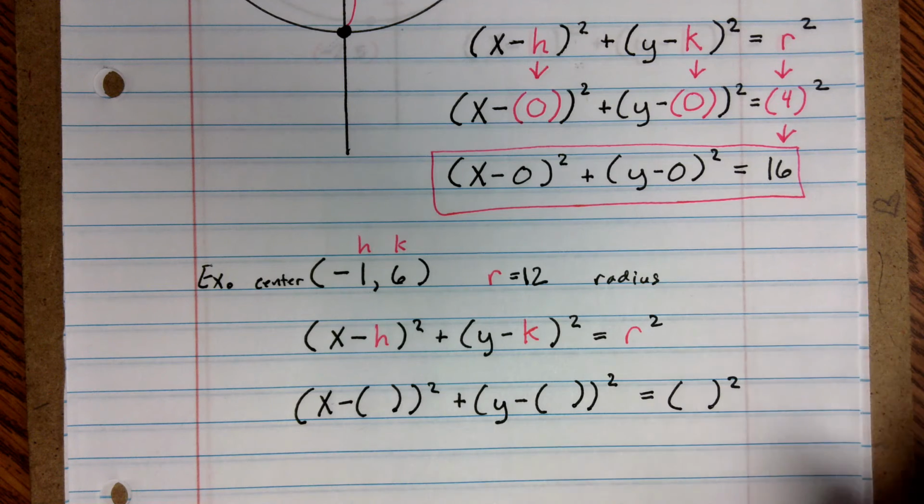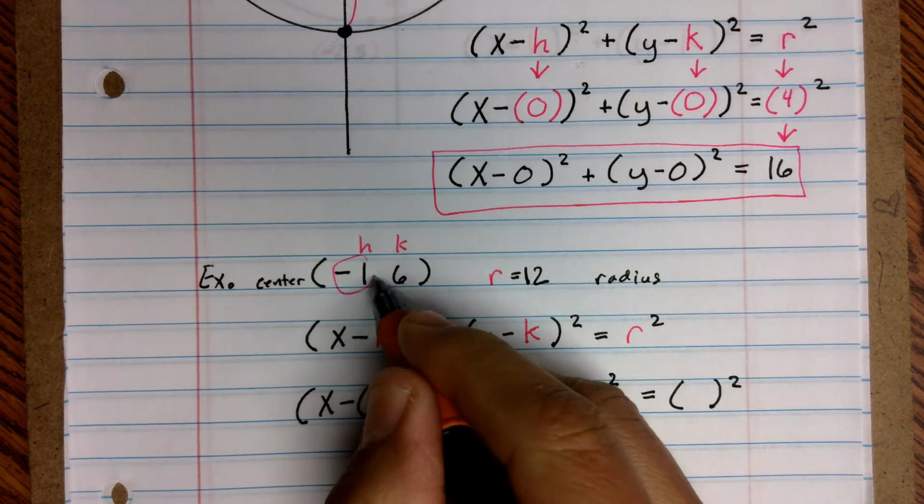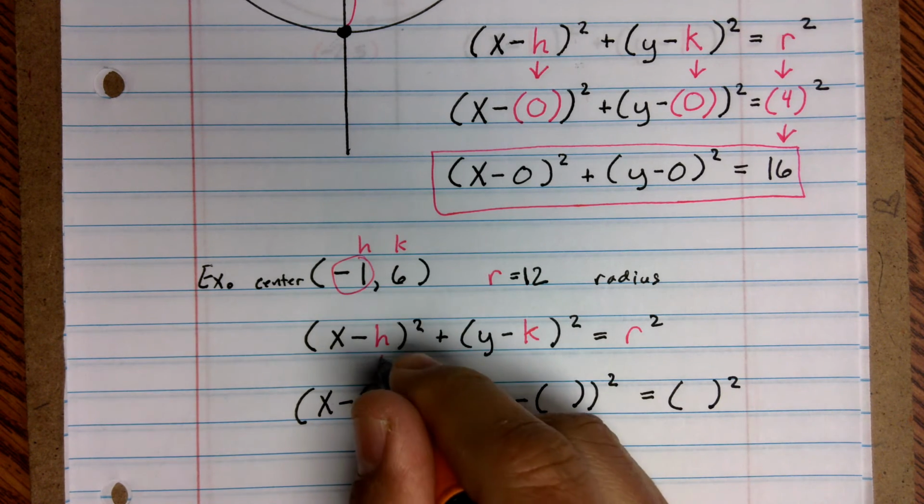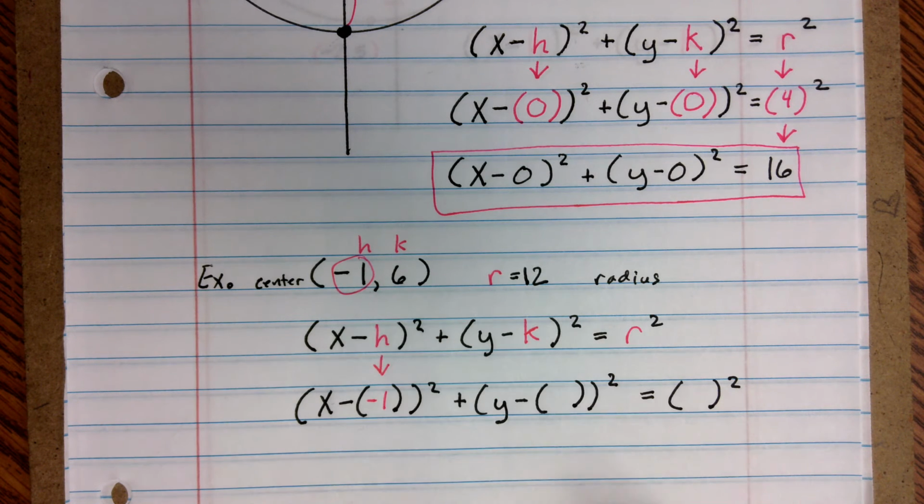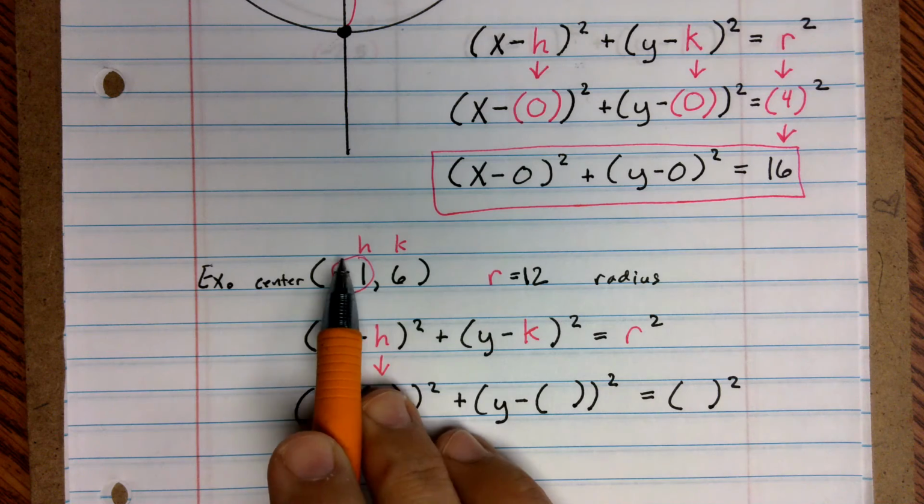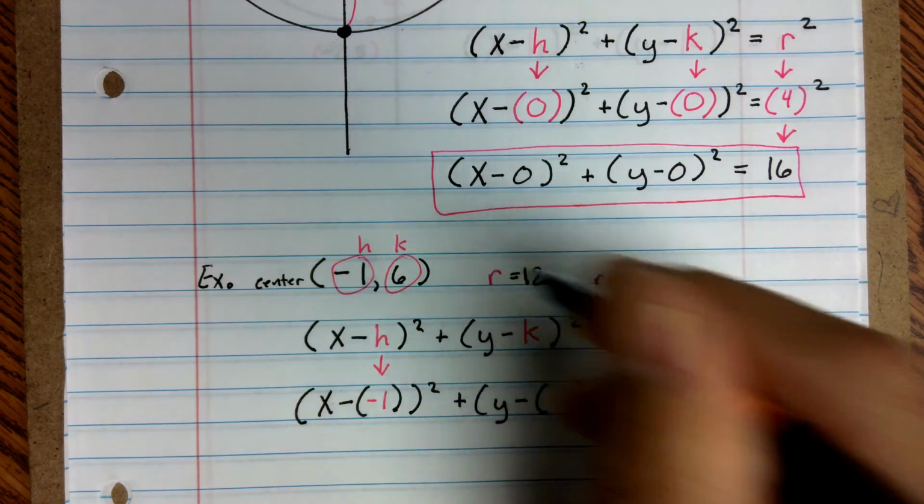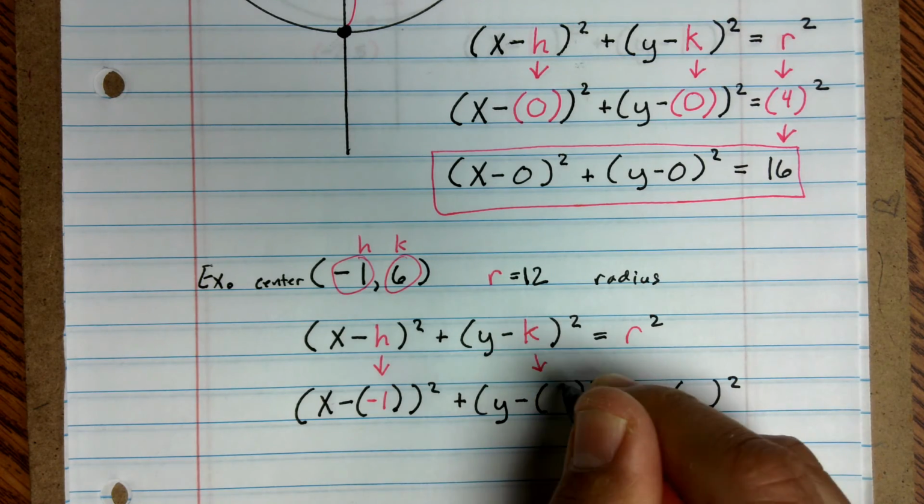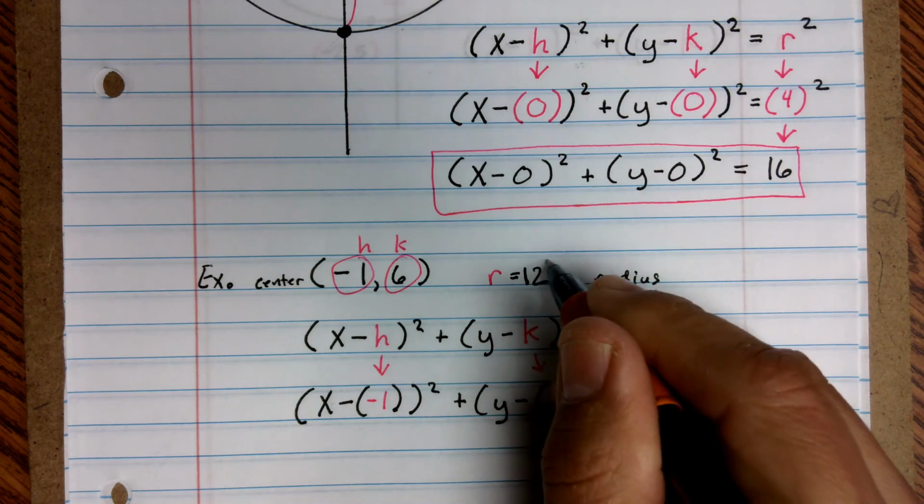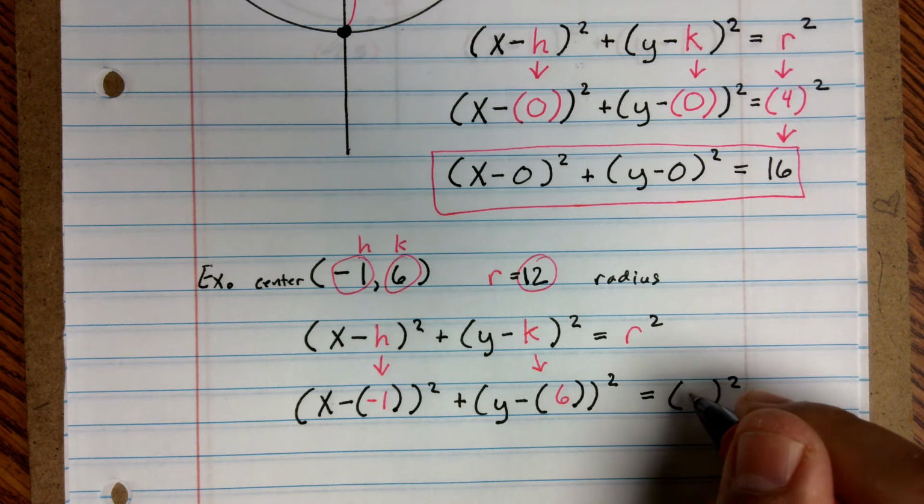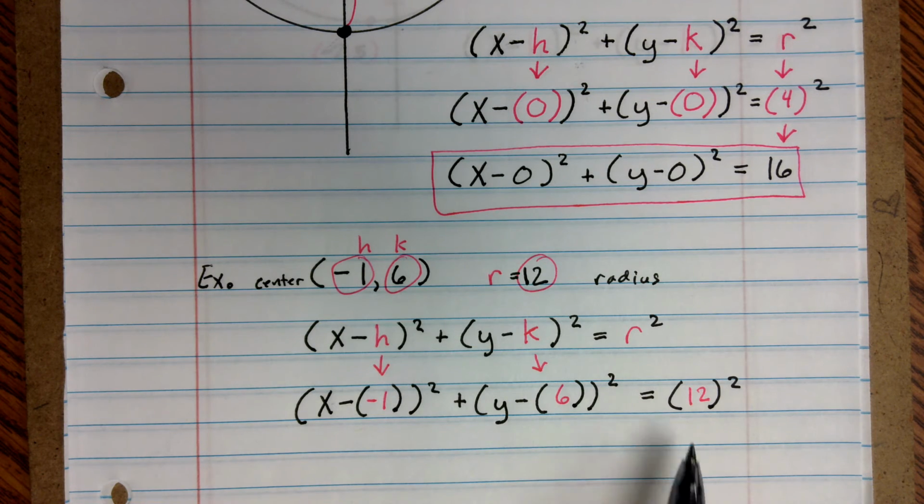So we're just going to take these numbers one at a time. Notice my h value. I'm going to replace h with it. So it's a -1. And notice that even though there's a minus sign out here, I still put the negative with the 1, because we have to take the term and its sign that's in front of it. So that is -1. My k value is 6, so for k, we put a 6 in the parentheses. And my radius is 12, so I'm going to put a 12 in parentheses. Be sure that you're using parentheses when you substitute these numbers.